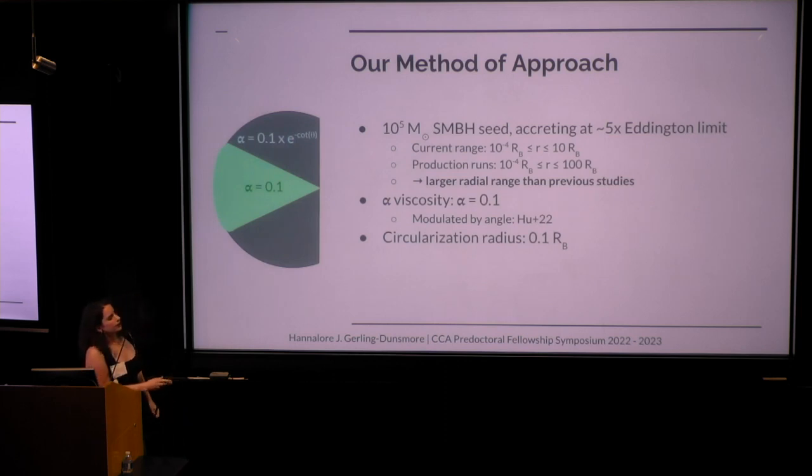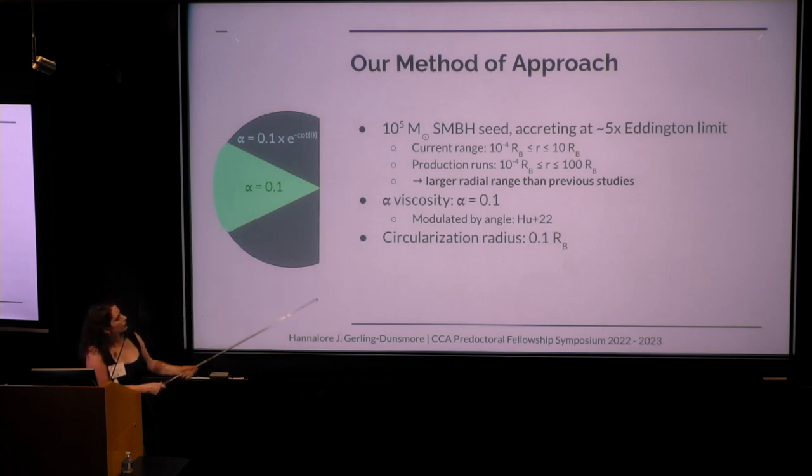So here we go. This is the picture of what we're simulating, which is a 10^5 solar mass supermassive black hole seed. It doesn't get to be a supermassive black hole until it's 10^6. And it's accreting a few times the Eddington limit, about 5 times the Eddington limit. We are currently resolving 10^-4 Bondi radii up to 10 Bondi radii. And this is really exciting because this is a larger radial range than previous studies, enabled by Yanfei's excellent implicit radiation implementation.